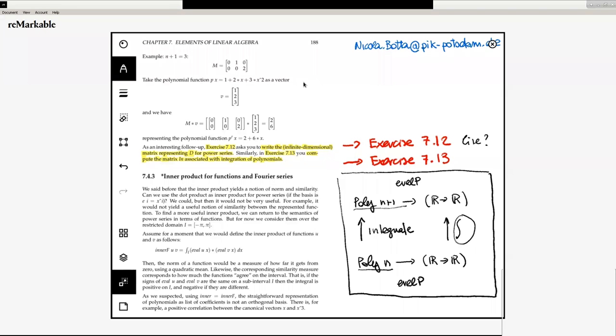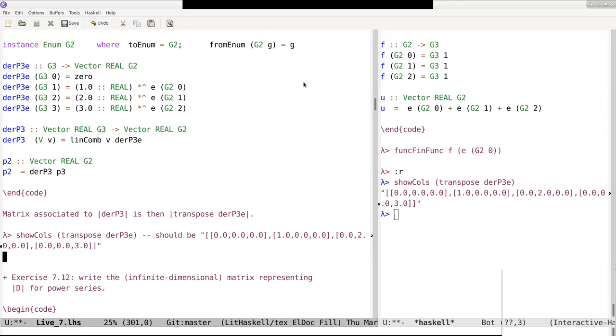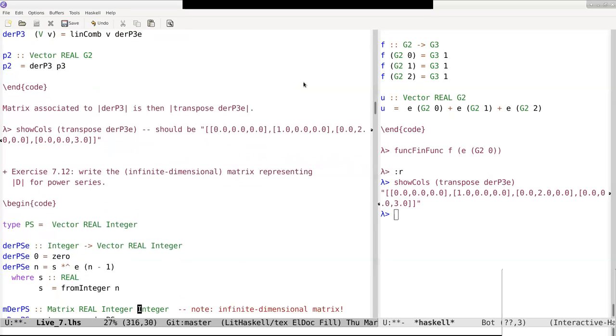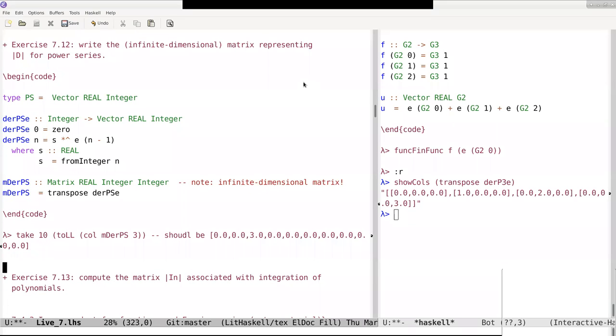Infinite dimensional matrix D4 power series. This is very interesting. It is, I think, almost done, or in fact, even done here. And it is very simple in a certain sense. So we represent power series just like vectors of real numbers defined on integers. So the idea is that these are just the coefficients of x to the power 0, x to the power 1, x to the power 2, and so on and so forth.